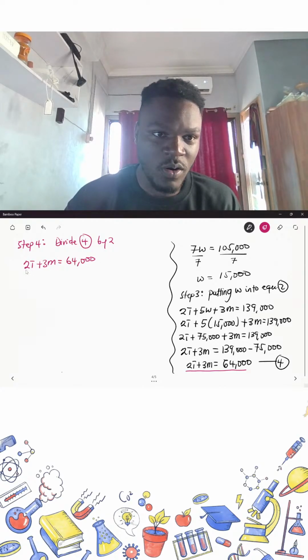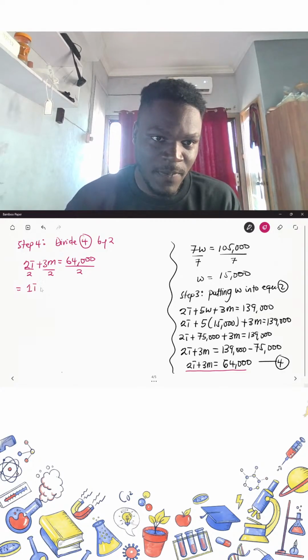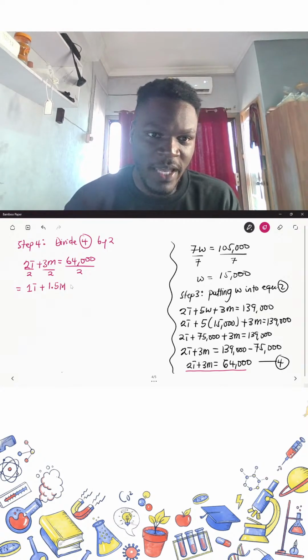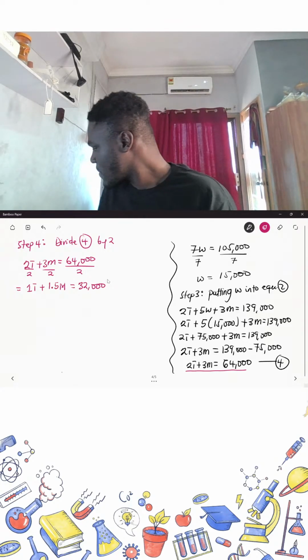I will divide both sides, all of them, by 2. So if I do that, 2 divided by 2 is 1, so I will get 1t plus 3 divided by 2, which is 1.5, so it will give me 1.5m. And this will be equal to 64,000 divided by 2, which gives me 32,000. Are you okay?